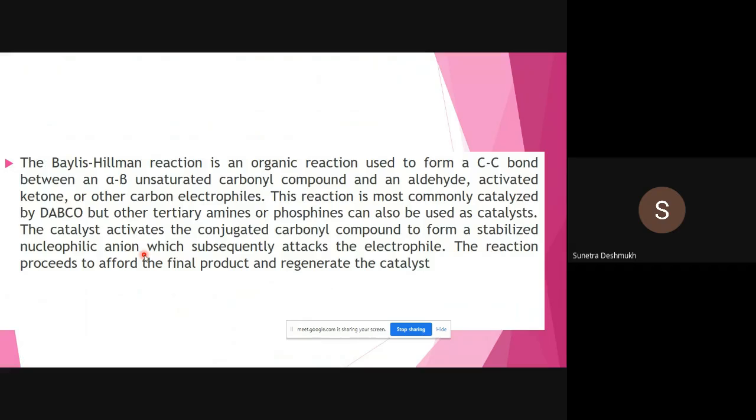So we'll see in the next slide how these catalysts stabilize your starting material, and how they help it attack the electrophile. The reaction proceeds to offer the final product and regenerate the catalyst. So we'll see how DABCO is used in our reaction, how it helps stabilize the negative charge which we are going to generate, and how we regenerate our catalyst at the end. Everything we are going to explain in the next slide.